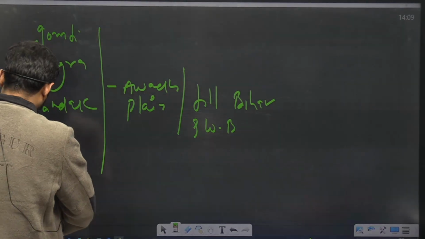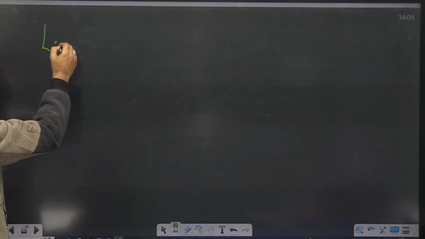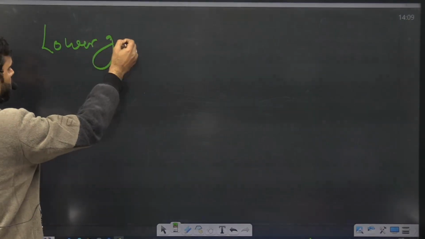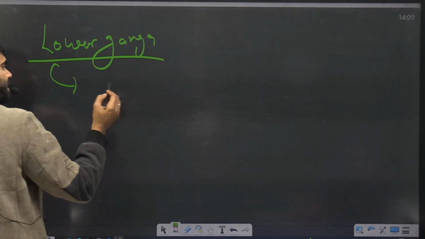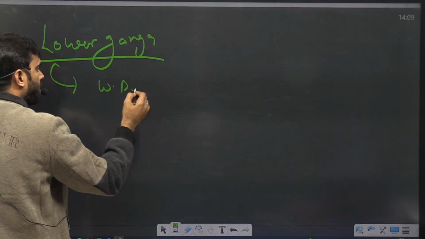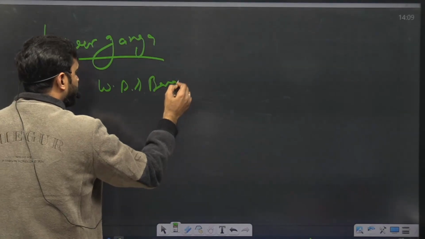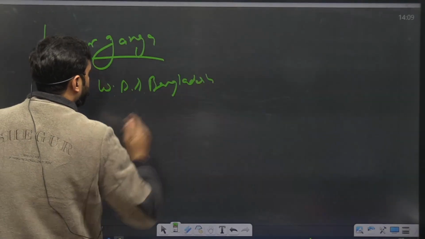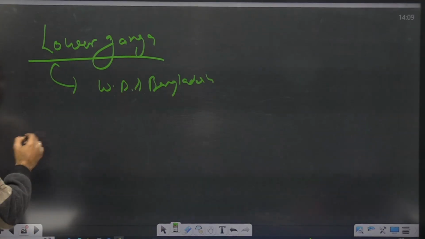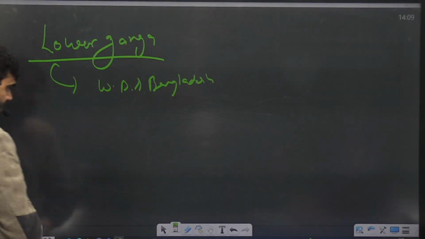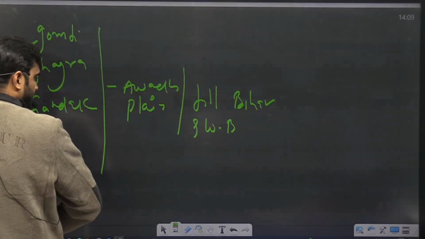Lower Ganga mainly lying in West Bengal and Bangladesh. Exactly. So these are the important regions we have to understand.